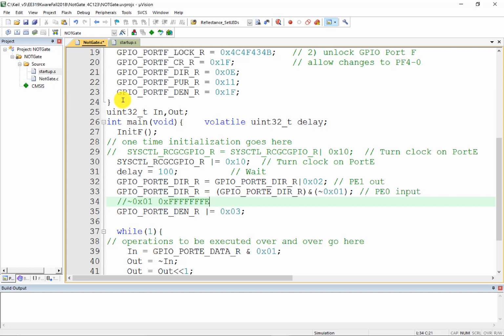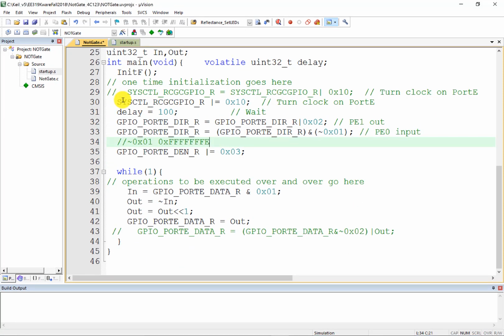Okay. And then the middle of my code is I'm going to read the variable and read the input. I masked it with 1, just like I did in the assembly language version. I inverted it, I shifted it, and I output it.